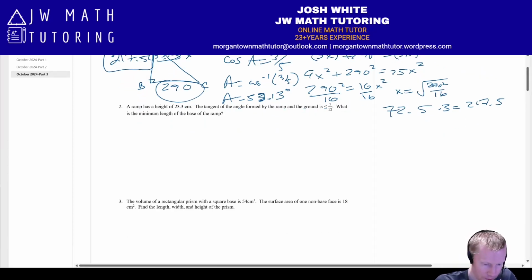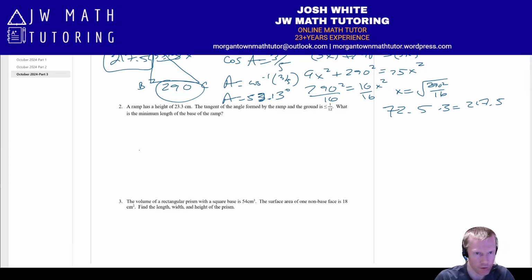It deals with some trigonometry as well. This question involves a ramp along the ground, and you were told its height, which is 23.3 centimeters. It mentioned that the tangent of the angle with the ground has to be less than 1/12. And so the question is, what is the minimum length of the base of the ramp?